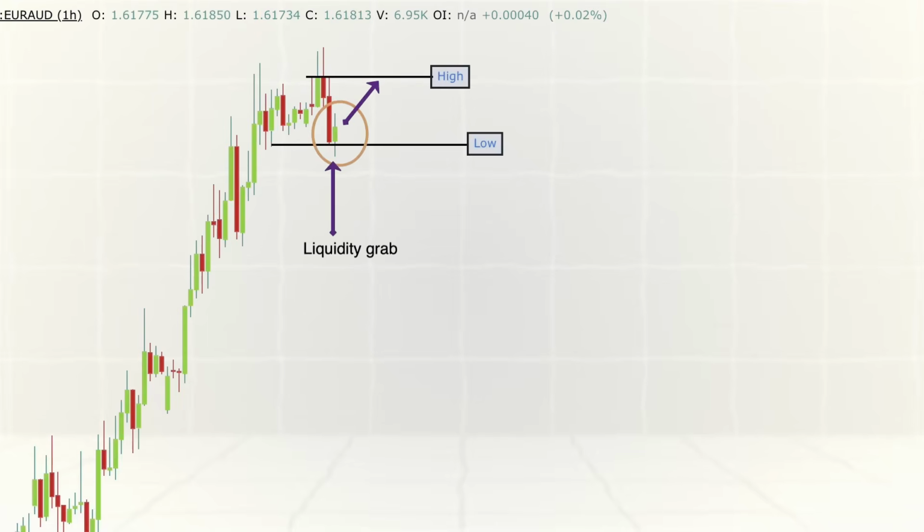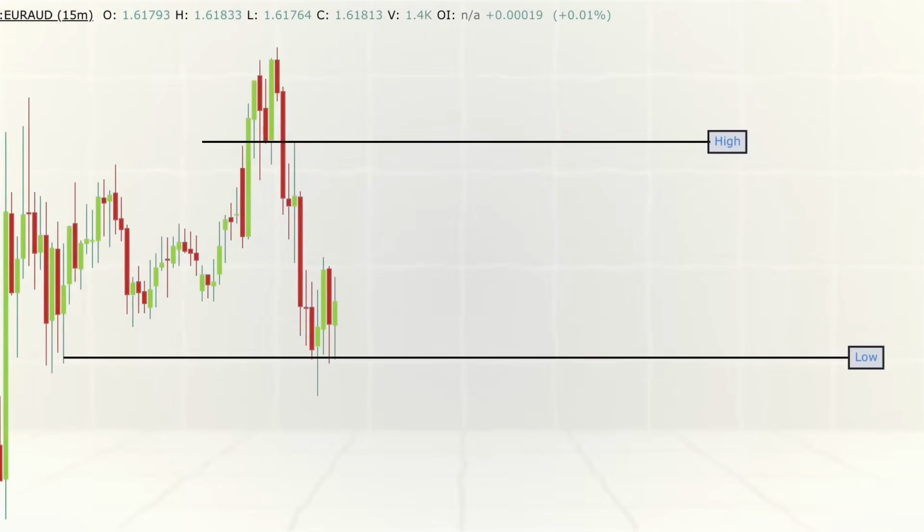The swift recovery and close back inside the range indicate that smart money may be positioning for an upward move. As a retail trader, once you transition to the lower time frame, such as the 15-minute chart in this example, you'll often notice that the liquidity sweep has already occurred and price has reclaimed support. This creates a potential entry opportunity.